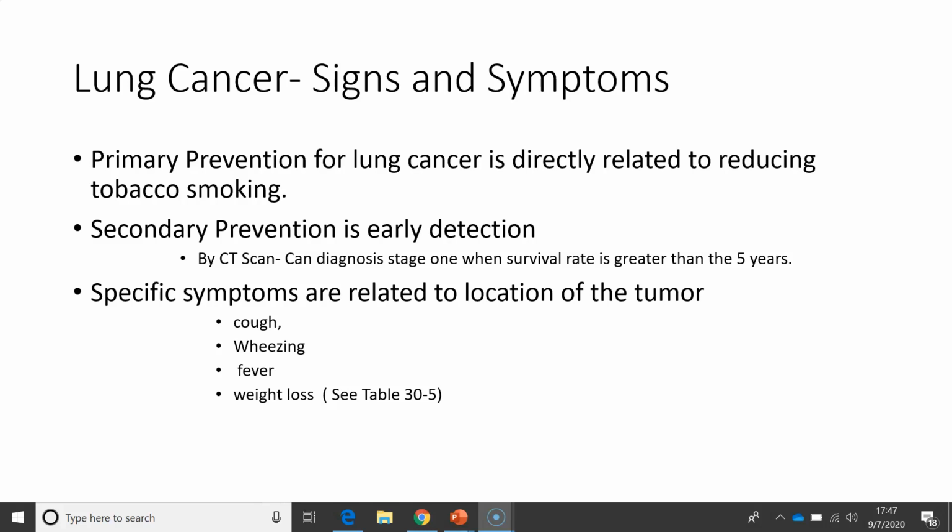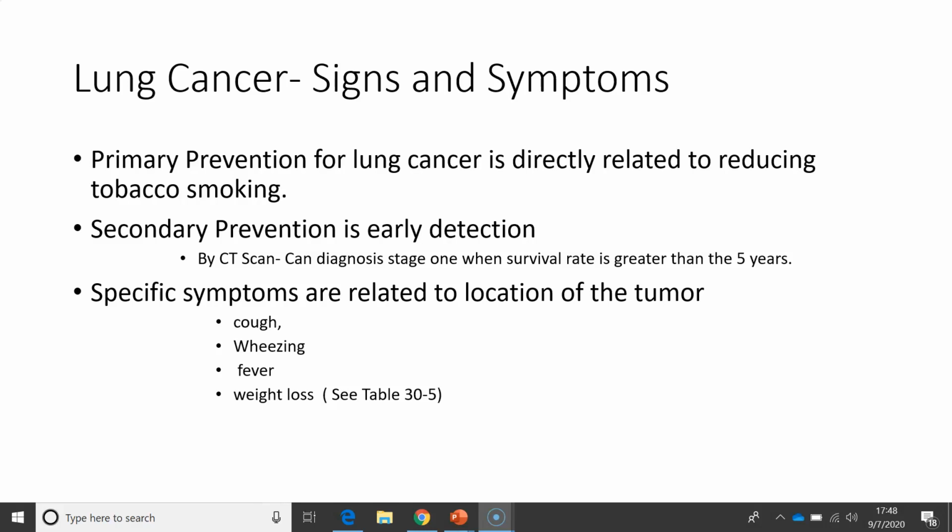Lung cancer signs and symptoms. Primary prevention for lung cancer is directly related to reducing tobacco smoking. Secondary prevention is early detection by CT scan, which can diagnose stage 1, in which the survival rate is greater than 5 years, because late stage lung cancer has a survival rate of less than 5 years.